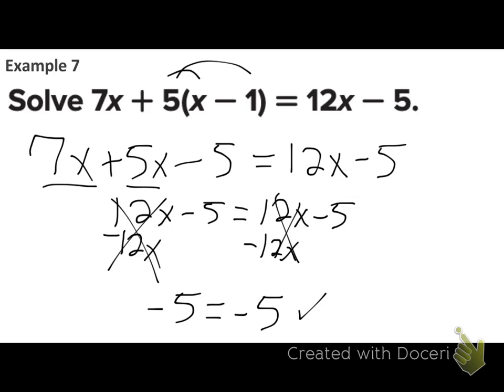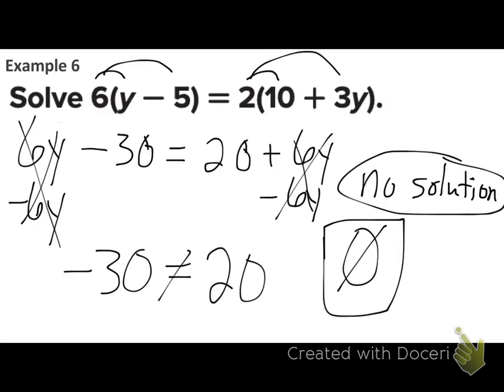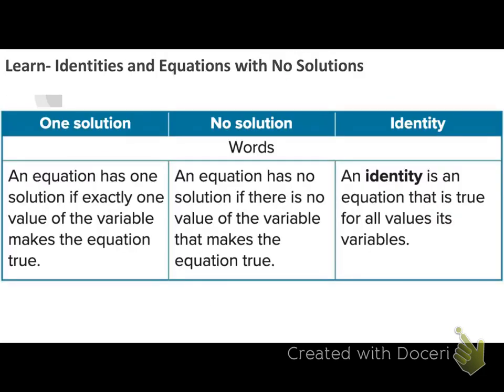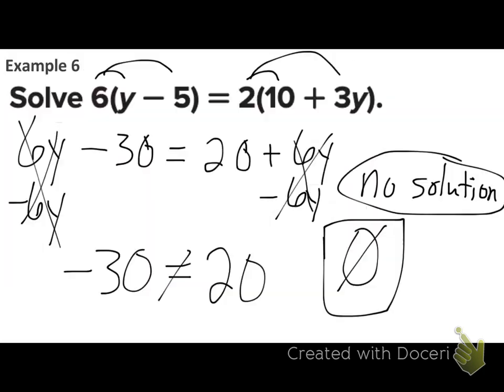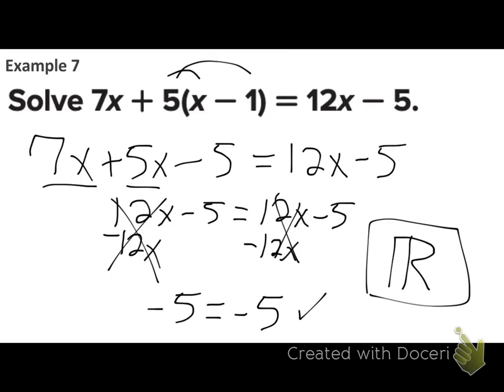No. If my variables cancel each other completely out on both sides, and I get a true statement left over, my answer is all real numbers. Any number I plug in here is going to give me a true statement no matter what. I'm always going to get a true statement no matter what number I plug in for x. So all real numbers is my solution. Okay? That was one of our identities. Any questions on example 7 here?